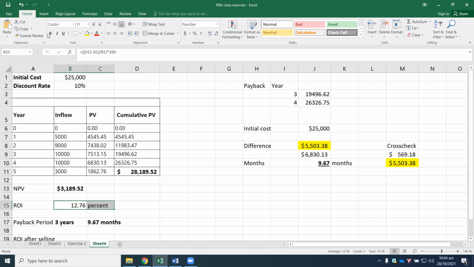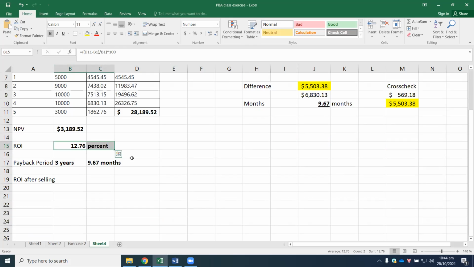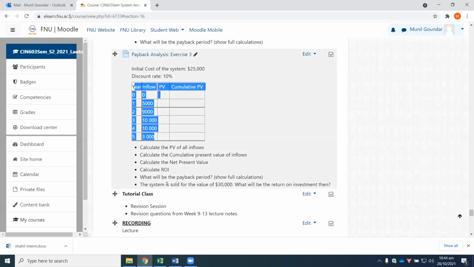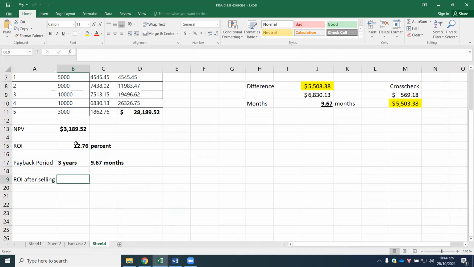Now, is there any confusion? Is there any clash in terms of the answers that we have? If not, can we quickly find out the return on investment after selling? This is pretty simple. The price at which the system is going to be sold is $30,000. We want to find out the return on investment, that means how much extra money the organization is earning in terms of percentages.